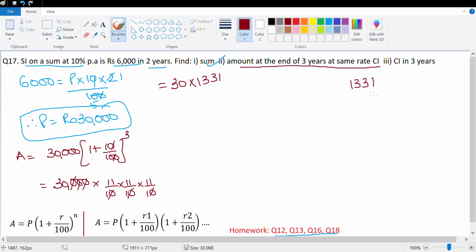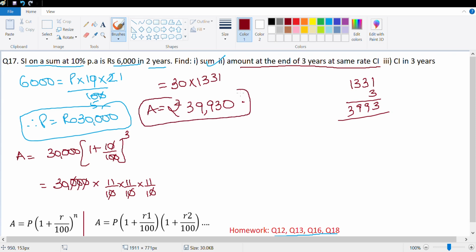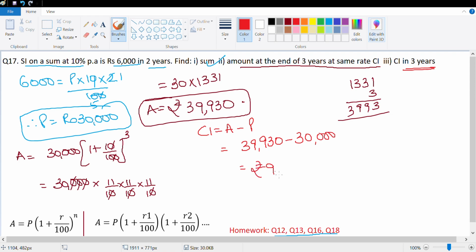So 1331 into 3, 3993. So this is rupees 39,930. So that's the amount. Third part of the question says find compound interest. So compound interest is equal to amount minus principal, which is 39,930 minus 30,000, which is equal to rupees 9,930. Perfect.